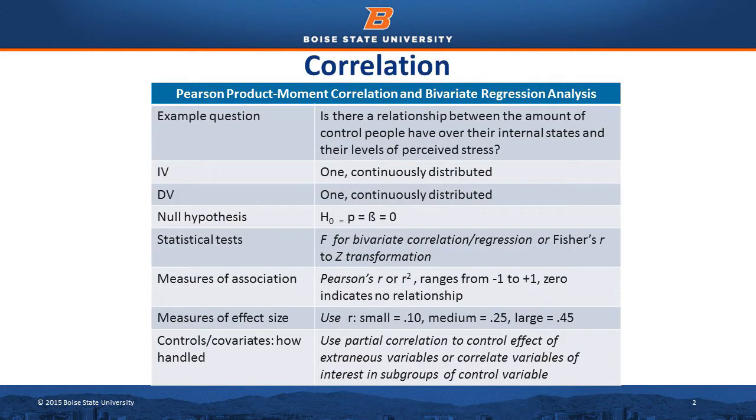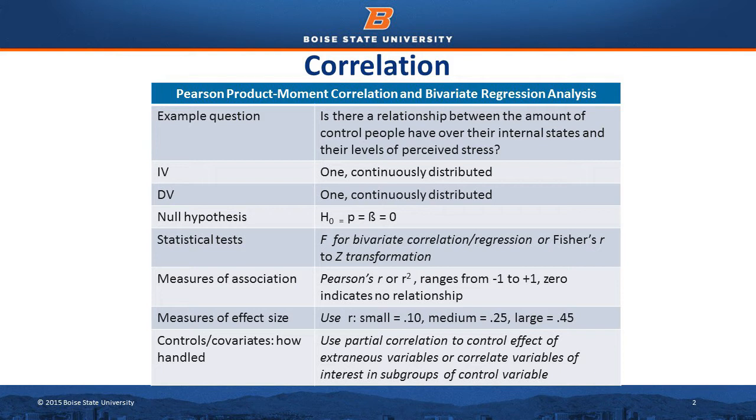The use of correlation statistics will answer questions such as the one shown on this slide. Is there a relationship between the amount of control people have over their internal states and their levels of perceived stress? The variables for correlation must be continuous or at an interval or ratio level. For this example, the null hypothesis is that there is no relationship between the amount of control people have over their internal state and the levels of perceived stress.